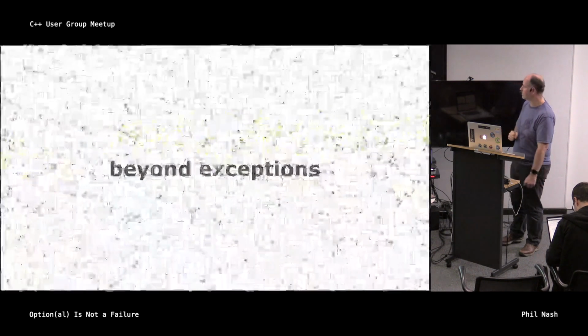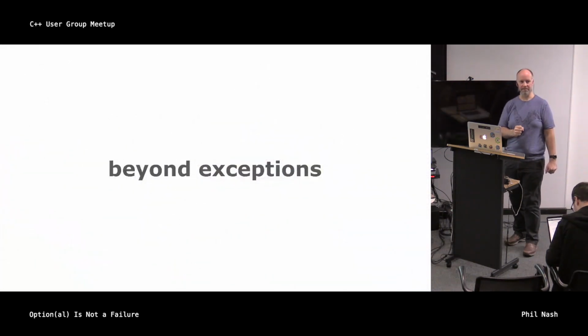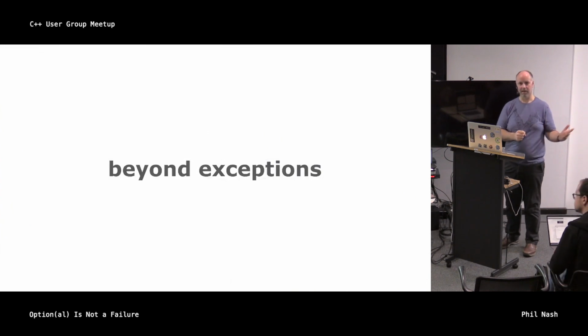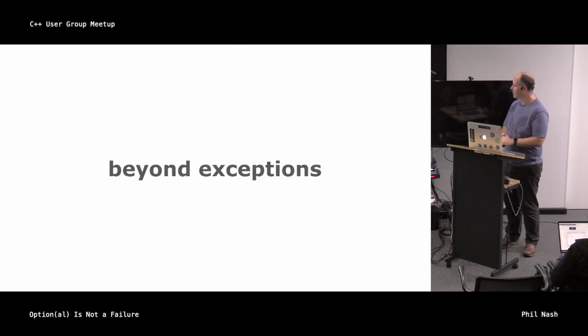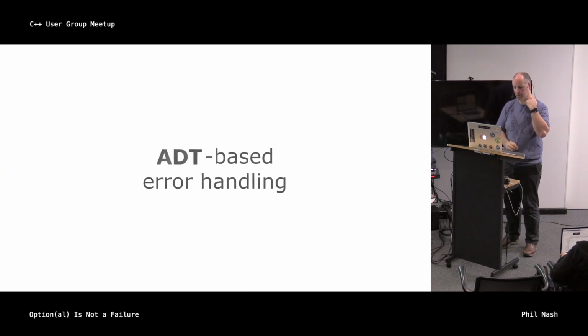So clearly, we need to look beyond exceptions. Error codes definitely had their problems as well. We saw that. So what else can we do? You've probably heard a lot of talk lately about ADT-based error handling. So let's have a look at that.